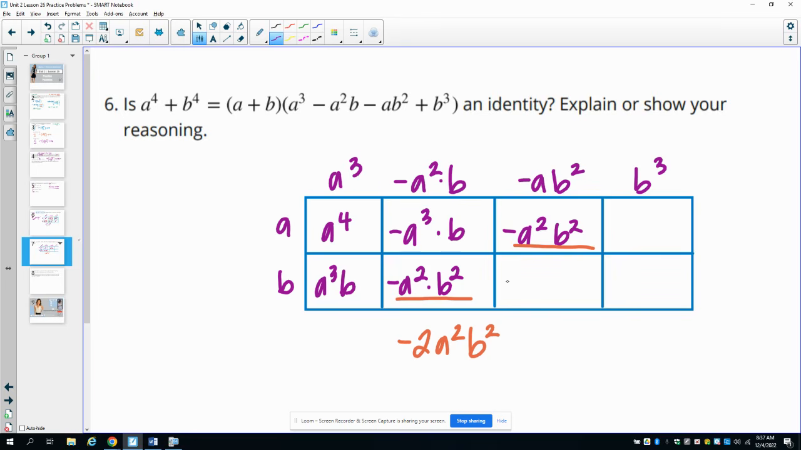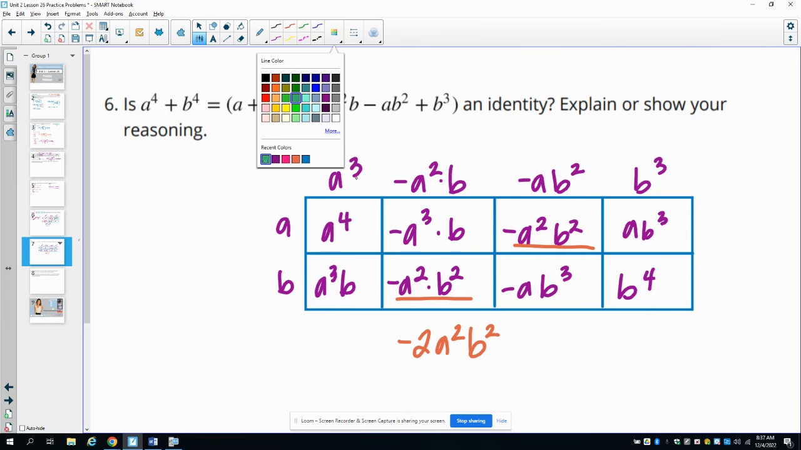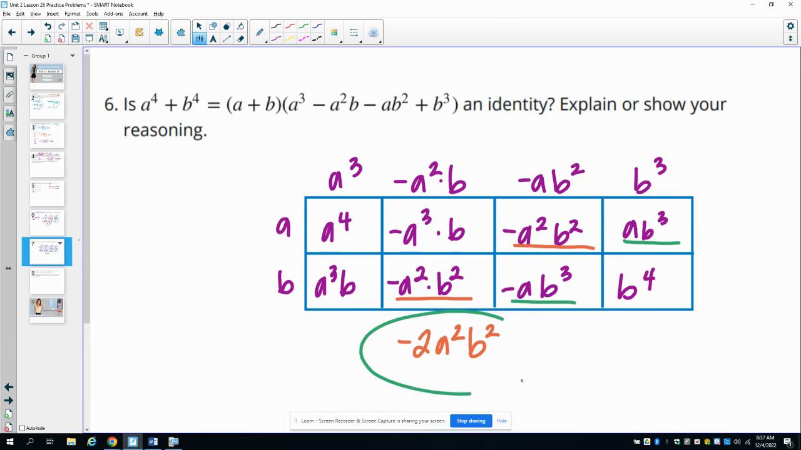But if you wanted to keep going, we've got negative AB cubed for this one. And then here we'd have AB cubed. And here we would have B to the 4th. So this one is certainly going to cancel out, negative AB cubed and positive AB cubed. But that middle term here didn't cancel out. So no, not an identity.